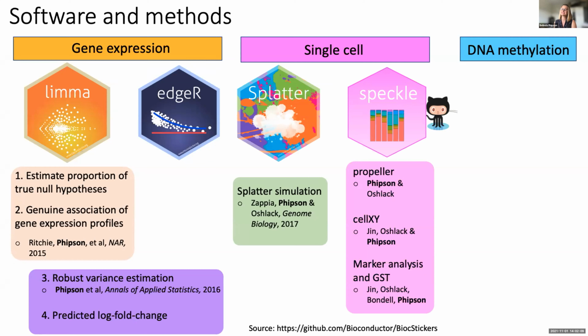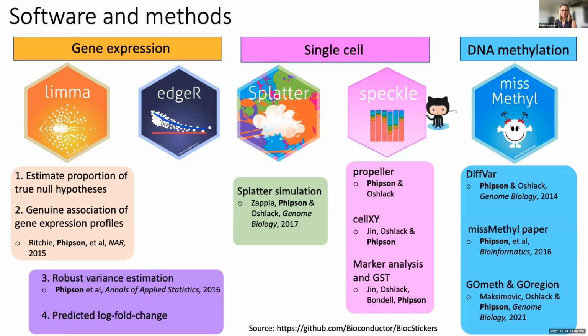And then during my postdoc, I moved to Alicia Oshlack's group. We were at the Murdoch Children's Research Institute, and now we're at the Peter Mac. I've worked in single-cell RNA-seq analysis, and specifically we developed a simulation for single-cell RNA sequencing data. I have a package called speckle on GitHub as well that has some methods for analyzing single-cell data. And I also work in DNA methylation methods development.